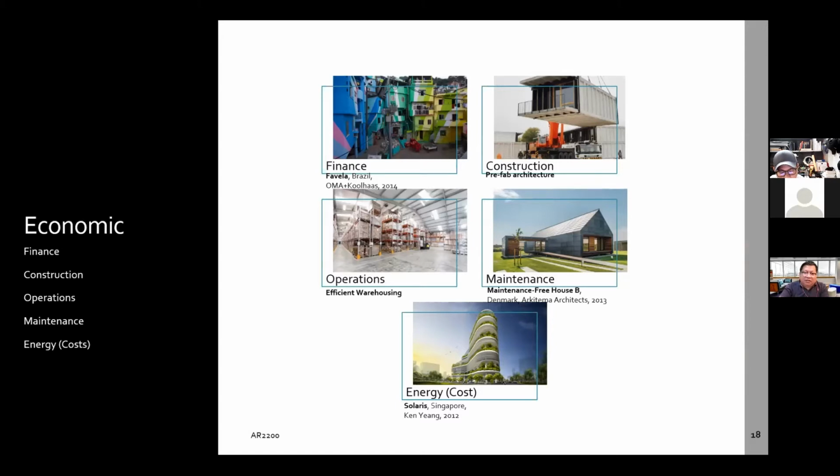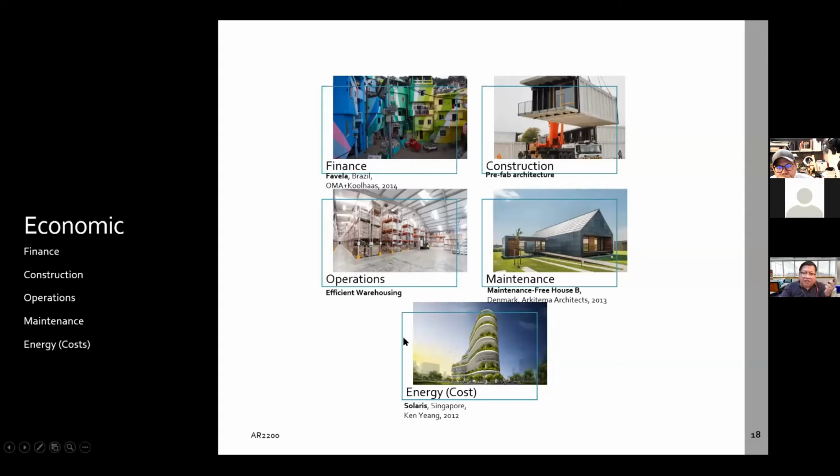And then houses should also be designed for easy maintenance. This example, a maintenance-free house in Denmark, received a lot of awards, no? Because of the materials that they use. So it's not only because of the way it's configured. The glazing, for example, is something that you don't have to be cleaning often, or the walls.